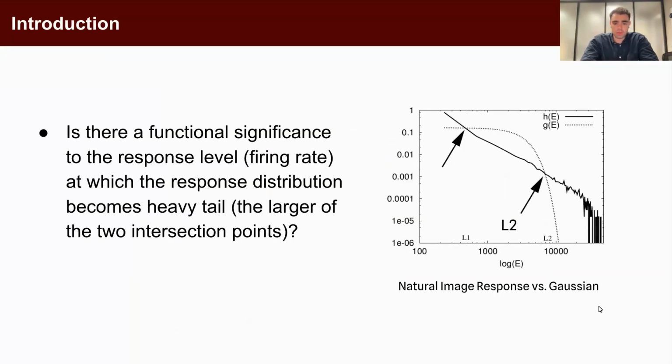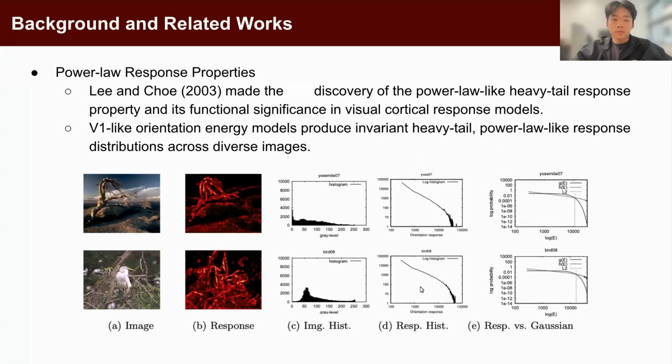When we compare the power law response with a matched variance Gaussian, they intersect at 2 points. The second intersection point, which we'll call L2, marks where the response becomes heavy-tailed. The central question is whether the intersection point has any functional significance. For example, can L2 represent a meaningful threshold for saliency in neural code? First, we will talk about power law properties.